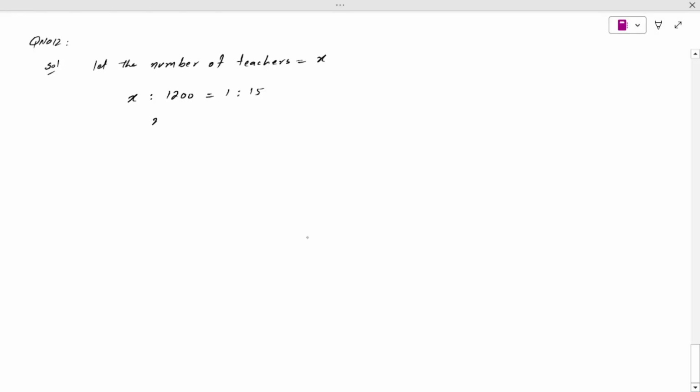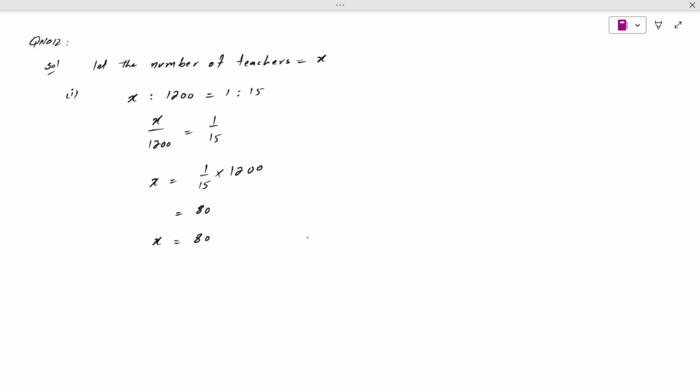Solving this, we can convert the ratio into a fraction. x over 1200 is equal to 1 divided by 15. We can multiply by 1200 on the right side to get the value of x, that is 1 over 15 times 1200. Dividing 1200 by 15, we get the number of teachers, that is 80. So 80 is the initial number of teachers in the school. So this is part 1.